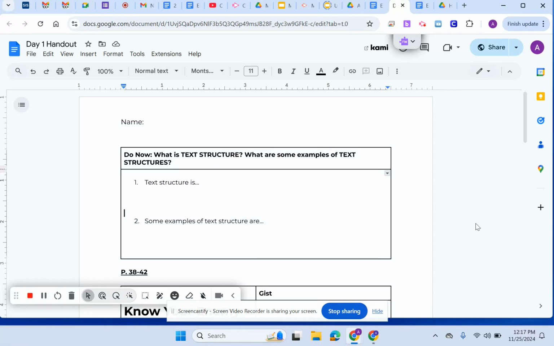All right, so for today, we're going to do day one of lesson 6. Let's start with the do now. It asks you, what is text structure? What are some examples of text structures? At this point, this should be review.